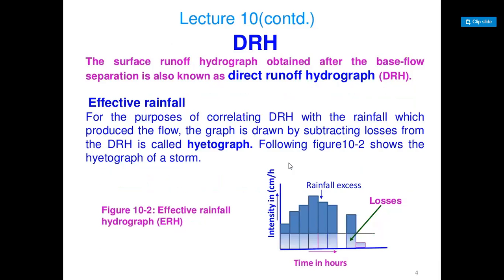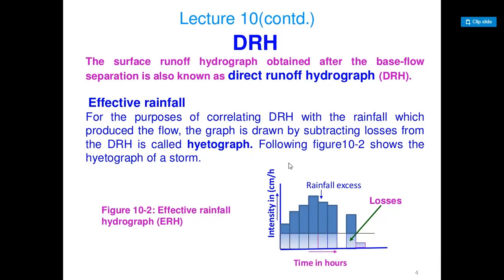Direct runoff, direct runoff hydrograph. The surface runoff hydrograph obtained after the base flow separation is also known as the direct runoff hydrograph. So, effective rainfall. For the purpose of correlating the direct runoff hydrograph with the rainfall which produced the flow, the graph drawn by subtracting losses from the direct rainfall hydrograph is called the effective rainfall hydrograph.